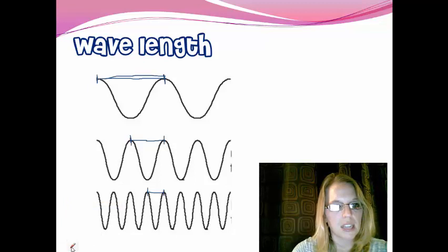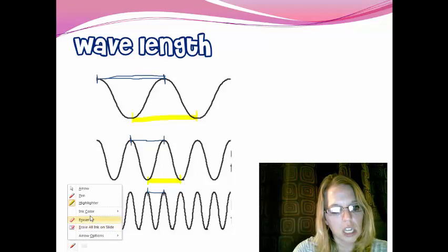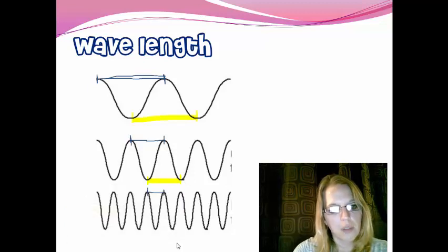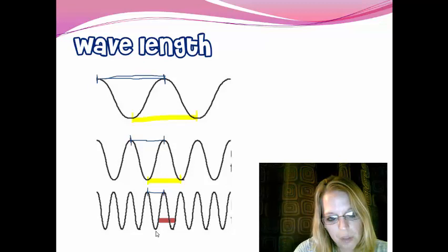Oh, I could use a highlighter. So measure from the very bottom of the trough to the very bottom. The very bottom of the trough to the very bottom. Please don't shortchange it. I'm going to get another color. Red means bad. Don't do that. Go from the very bottom to the very bottom.